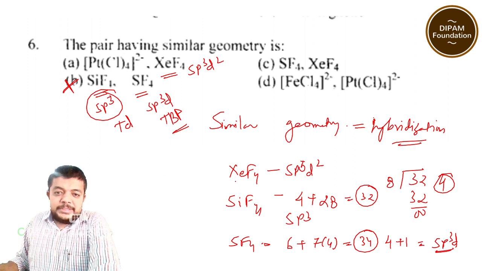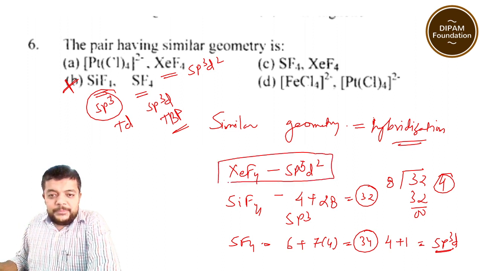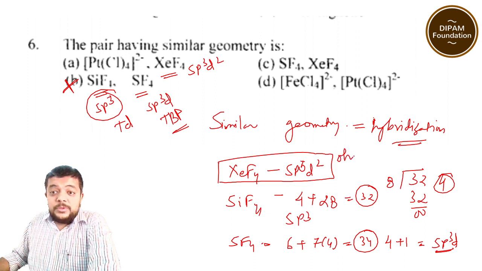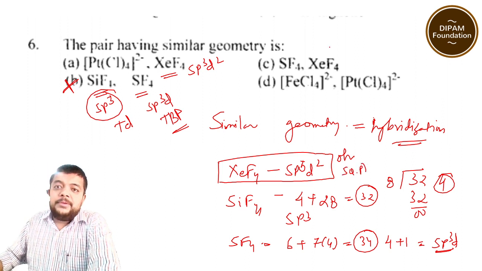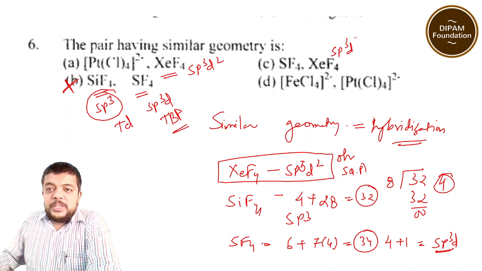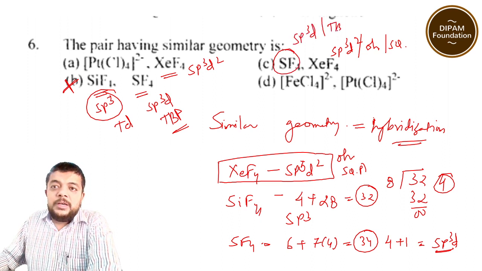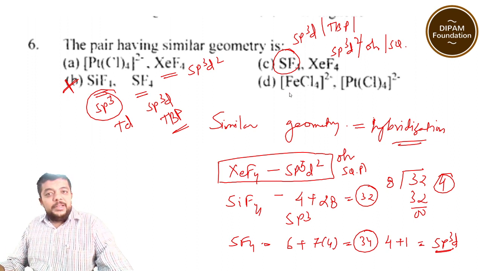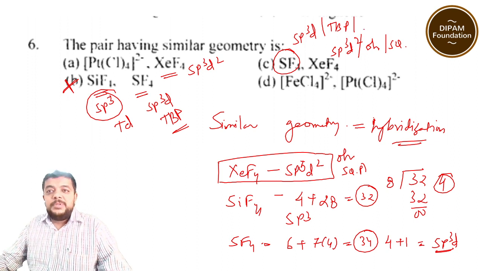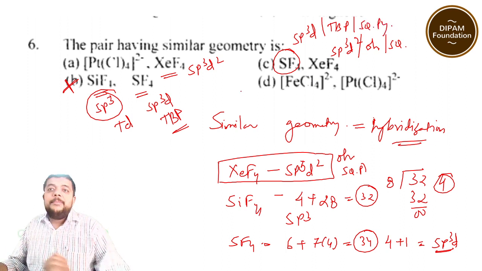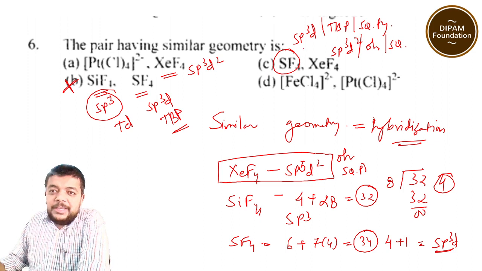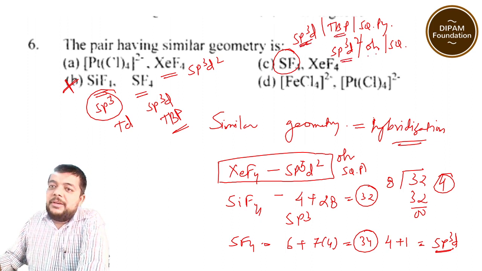Now, XeF4 is sp3d2. Its geometry is octahedral, but its shape is square planar. So for XeF4, it is sp3d2, octahedral geometry and square planar shape. But for SF4, the hybridization is sp3d, the geometry is trigonal bipyramidal, and the shape is see-saw. So I do not find any similarity either in hybridization, geometry, or shape. So let us eliminate this also.